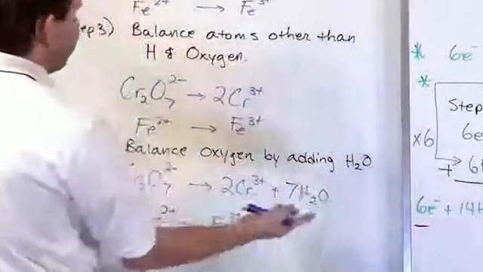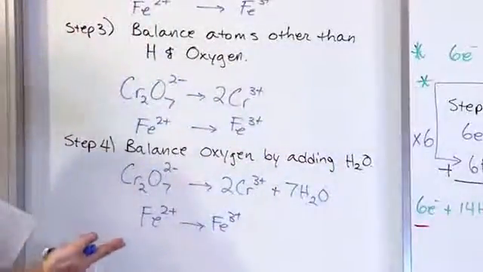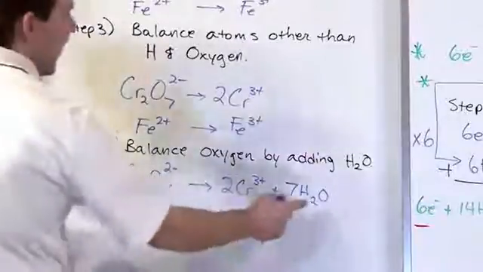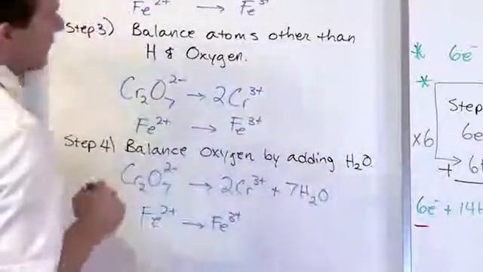We can do this because this is happening in an acidic solution of water. So because we had 7 of them, we added 7 waters over there. We didn't have to do anything to this.